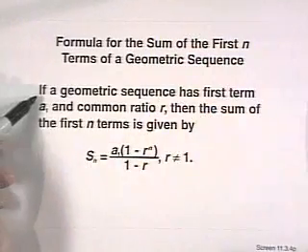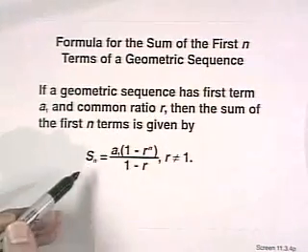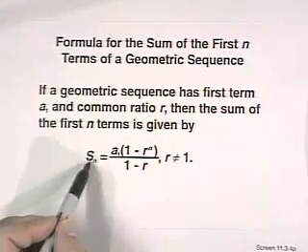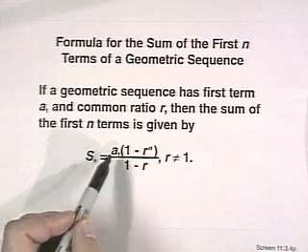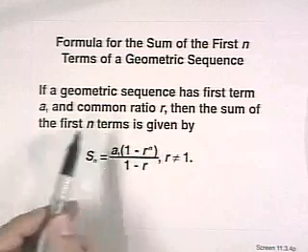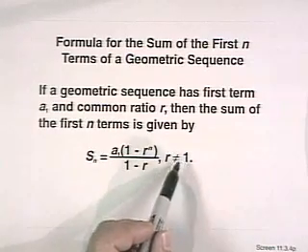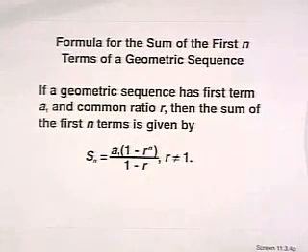If a geometric sequence has a first term a1 and a common ratio r, then the sum of the first n terms, S sub n, is a1 times the quantity 1 minus r to the nth power over 1 minus r, where r is not equal to 1. Let's practice using that formula in this particular example.